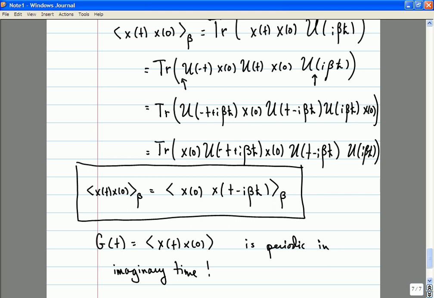By the way, I should say that there's a name for this relation. We usually call it a KMS relation. I unfortunately don't know who K, M, and S were. I assume K was Kubo, but I'm not sure about the others. Probably some Russians. It's usually how it works.